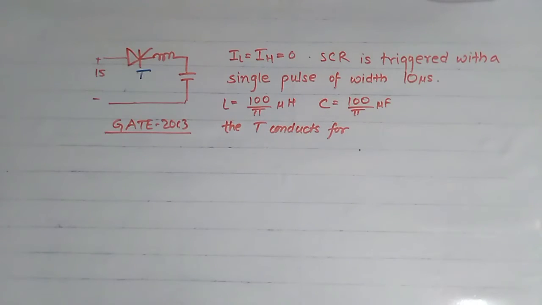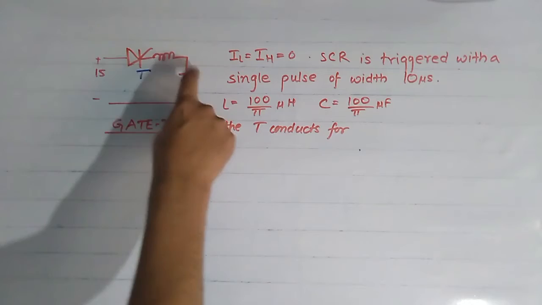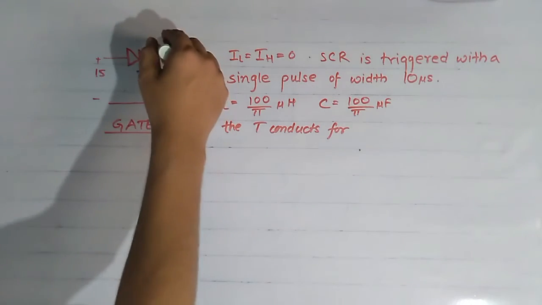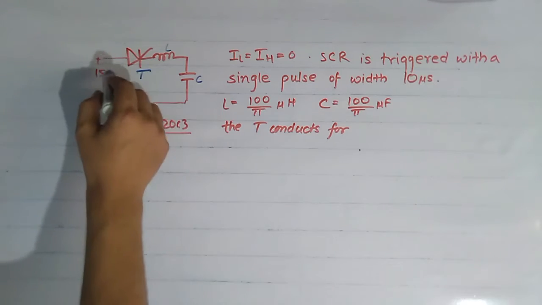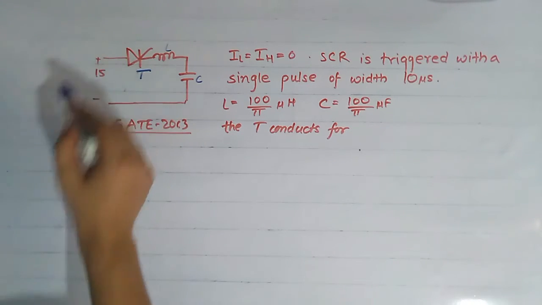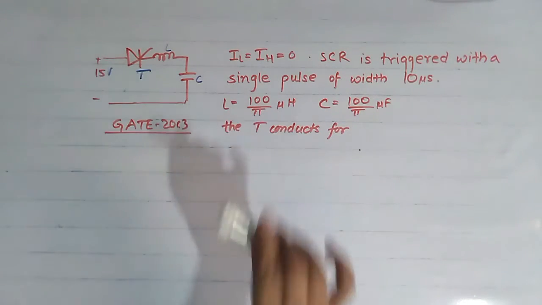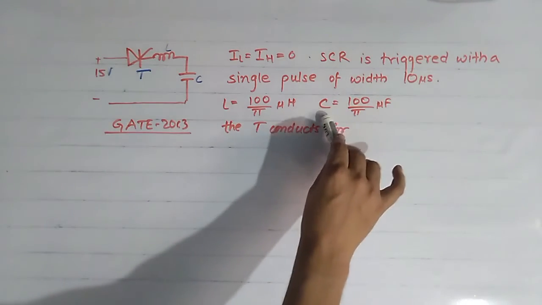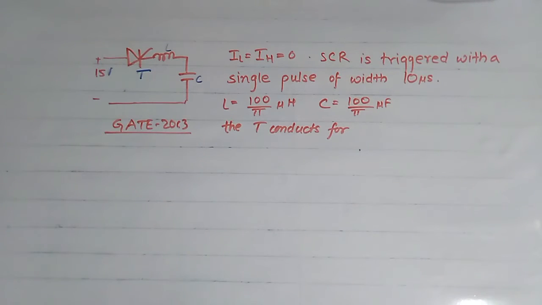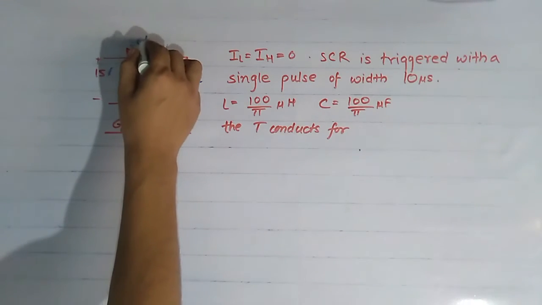Now see this question that has been asked in GATE 2013, and here this thyristor is shown, and this is inductor L, this is capacitor C, and this circuit is supplied with 15 volt DC. Now holding current is equal to latching current is equal to 0 for this thyristor. SCR is triggered with a single pulse of width 10 microsecond. Here inductor L is equal to 100 upon pi microhenry and capacitor C is equal to 100 upon pi microfarad. Now we have to find the time up to which this SCR conducts.